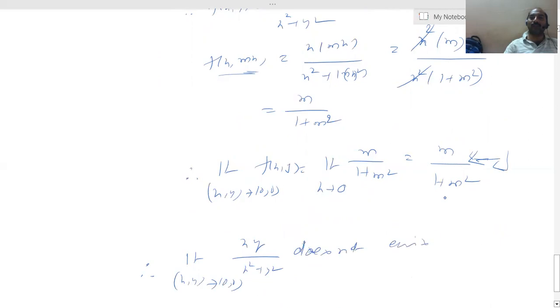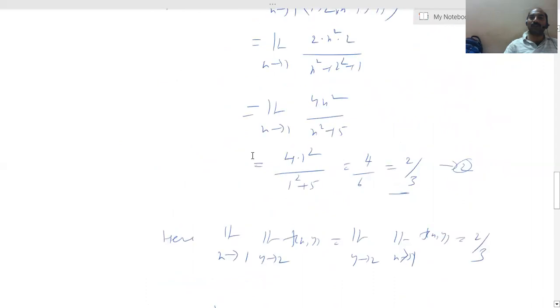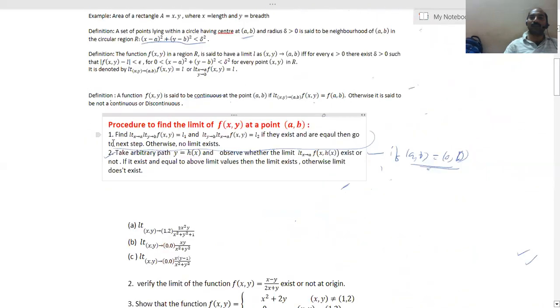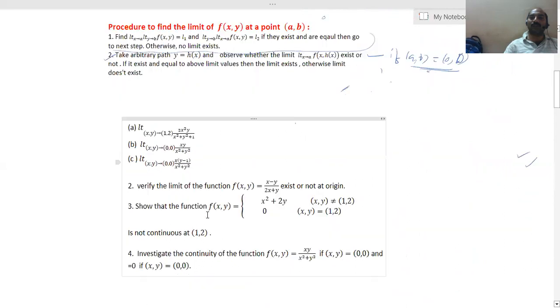Does not exist. At the origin, most of the problems they ask are at origin. That's why you must remember this procedure. If it is not origin, no need to find a second step. In the first step only, stop and write. If these two are equal, write down the value. For example, third problem. This is also at origin.